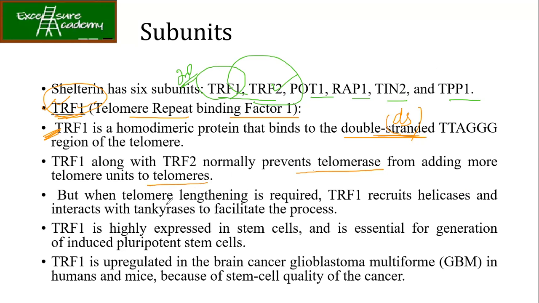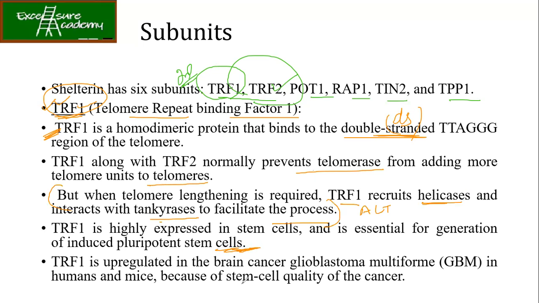Okay. But when telomere lengthening is required, at that time TRF1 is going to recruit the helicases and interact with tankyrases to facilitate the process. Now, this is also an important point. Okay. For example, in the case of cancer, ALT is alternative lengthening of telomeres. Okay. So suppose this is overexpressed, what will happen then? The TRF1 is going to recruit the helicases and the tankyrases to facilitate the process. That is, telomerase activity will be enhanced. Okay. Now TRF1 is highly expressed in stem cells. It is essential for generation of induced pluripotent stem cells. So we know, okay, it is required.